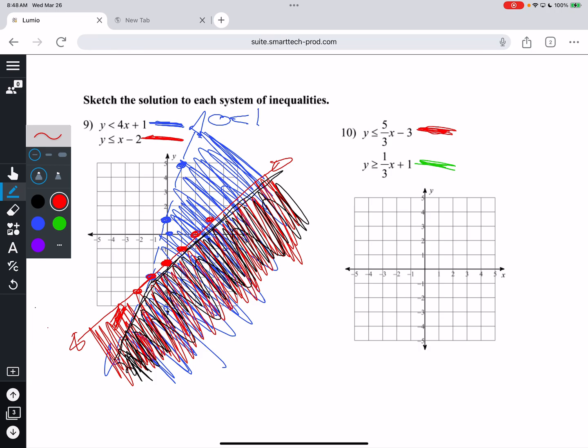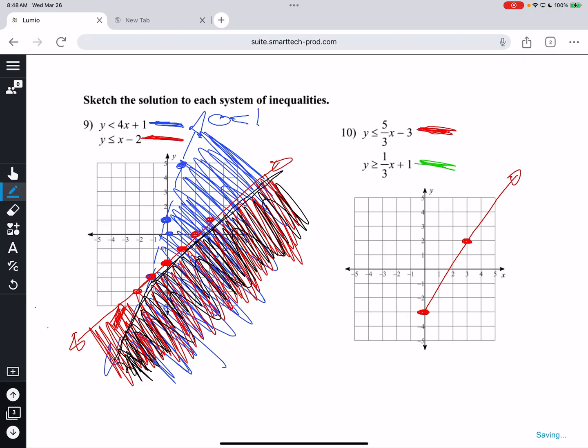Will the top one be solid or dotted? Solid. Be sure you start at -3 and not +3. All right, your line should look something like that. Are we going to shade above or below? Below.